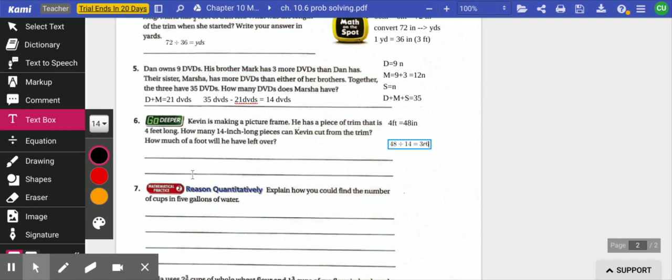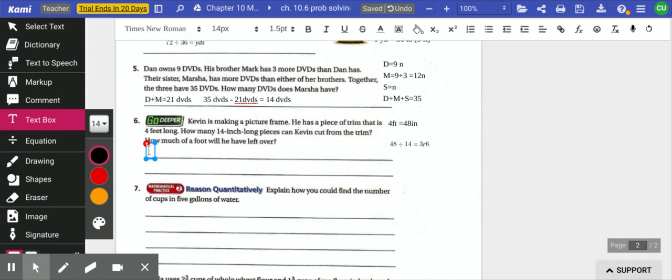So what does this mean? This means that you can get 3 pieces that are 14 inches long, and the leftover piece is 6 inches. Remember, my unit of measure is inches, but it's asking how much of a foot will be left over. Well, I know that 6 inches is half a foot, so I can say that this is half a foot.